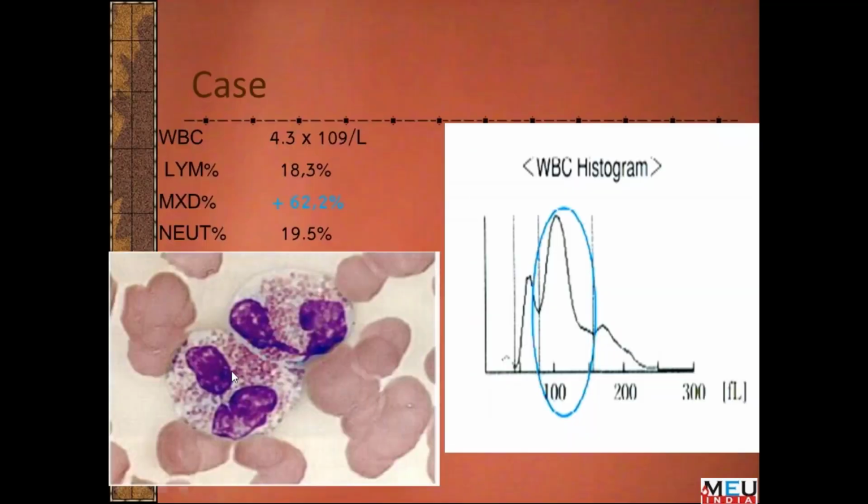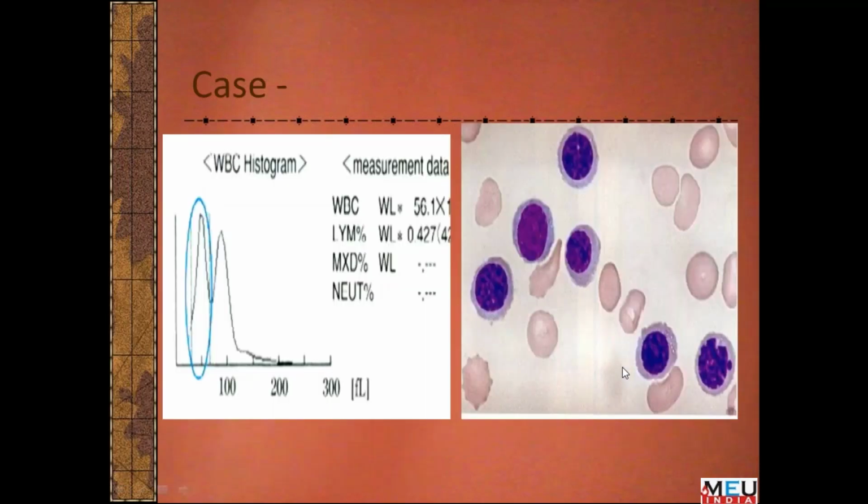Now this is another case in which there is eosinophilia. In eosinophilia also the middle peak is raised, neither the lymphocyte area nor the neutrophil area. In another case, if you see, there are a lot of nucleated RBCs and there is a dual peak. Such peaks have to be checked, and the histogram shows problems. There is a rise in the histogram on the left side.